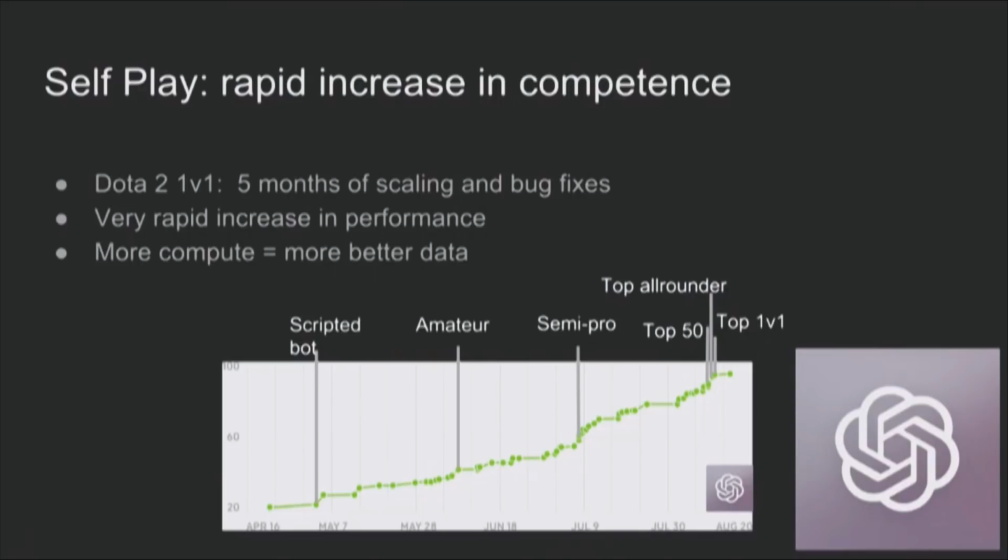And then we scaled it up a little bit, fixed some bugs. It became a little better in May. And then by late May, it was pretty good. Then in June, it beat an amateur. In July, it beat a semi-pro. And in late July, it was a pretty strong pro, but it wasn't the best. So you just scale up more, fix more bugs, and it's just the scaling up. It just keeps getting better and better.